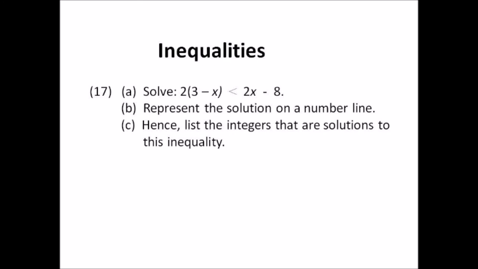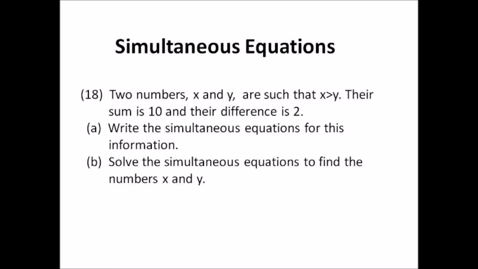Good, and we move on to number 18, simultaneous equations. Two numbers, x and y, are such that x is greater than y. Their sum is 10 and their difference is 2, right? A, write the simultaneous equations for this information. Do that quickly, simple. And B, solve the simultaneous equations to find the numbers x and y.